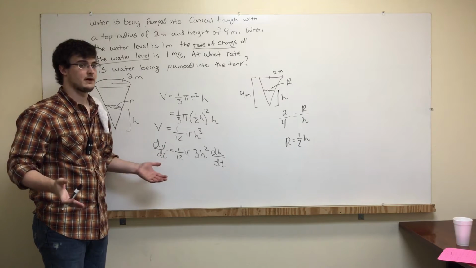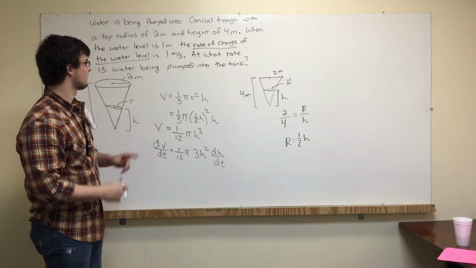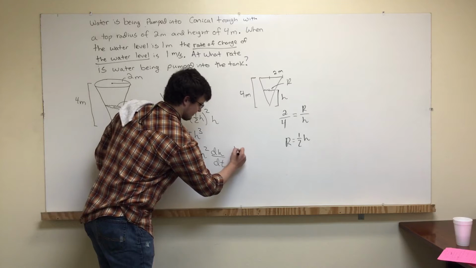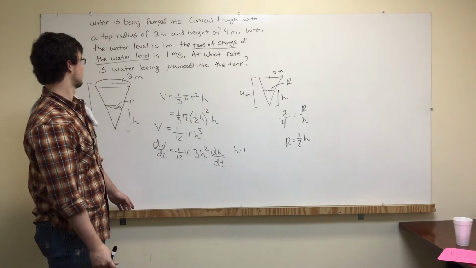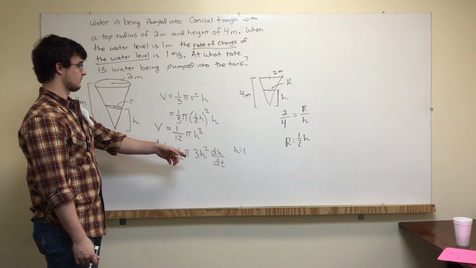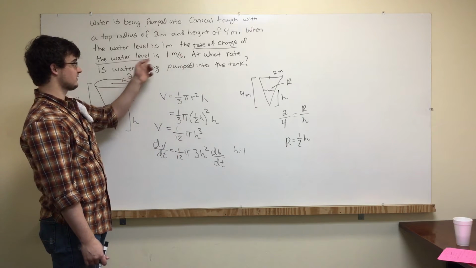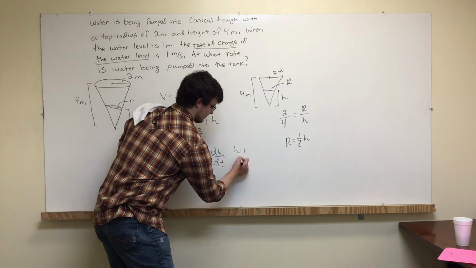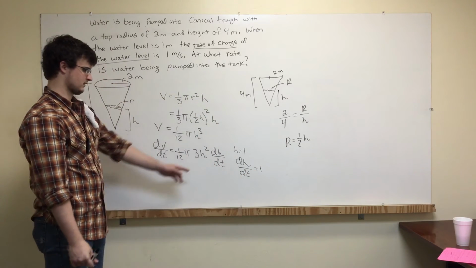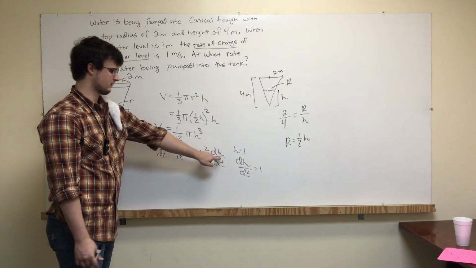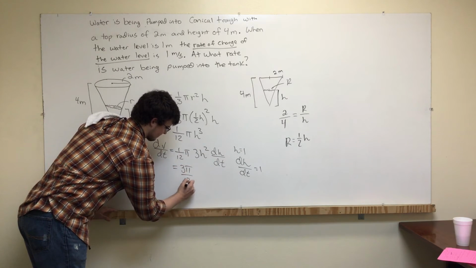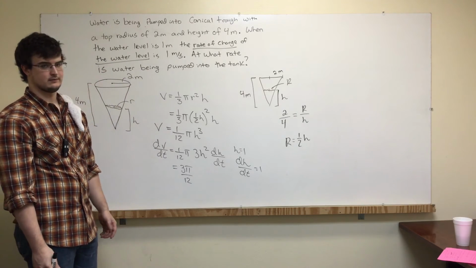Now I ask, do I know things? And I go back to the problem. When H is 1, or when the water level is 1, I get that. And the rate of change of the water level is also 1. So I know dH/dt is 1. So I plug all that in, 1 here, and I'm just left with 3 pi over 12.